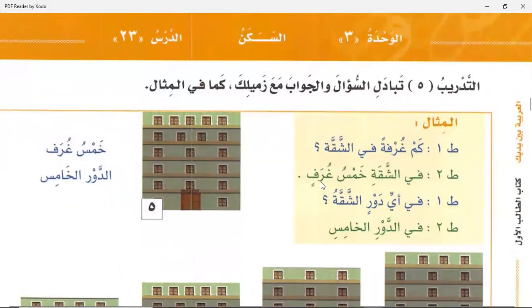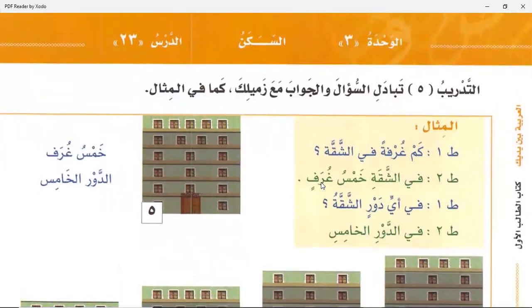Al-Misal. كم غرفة في الشقة؟ How many rooms are in the apartment? في الشقة خمس غرف. In the apartment, there are 5 rooms. في أي دور الشقة؟ In which floor is the apartment? في الدور الخامس. In the 5th floor.